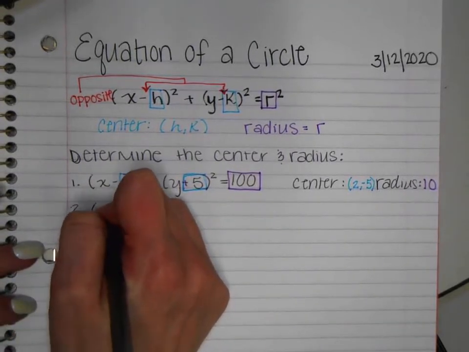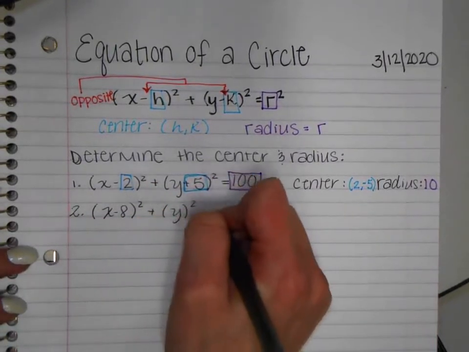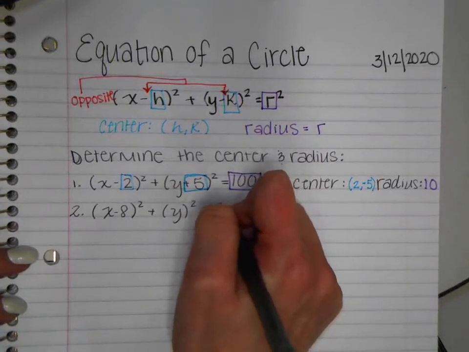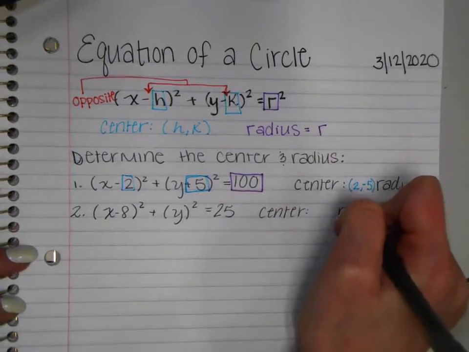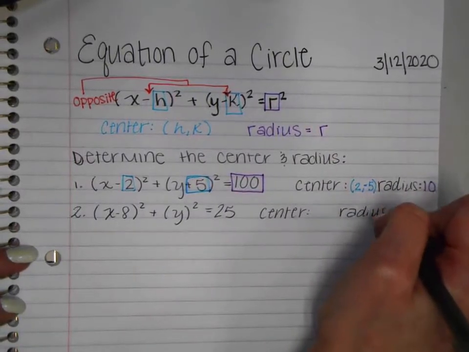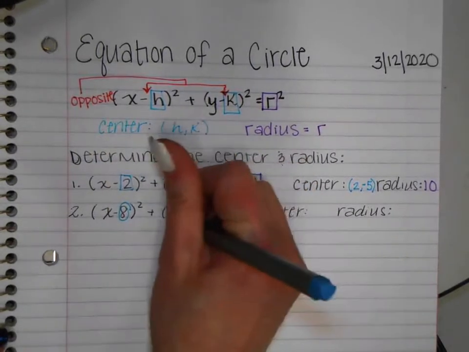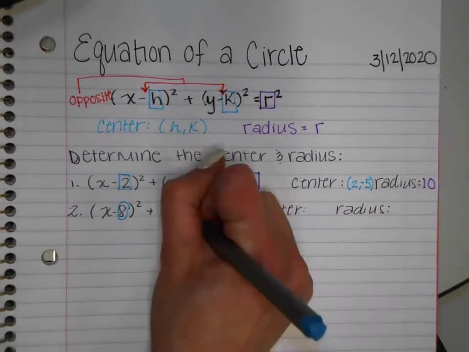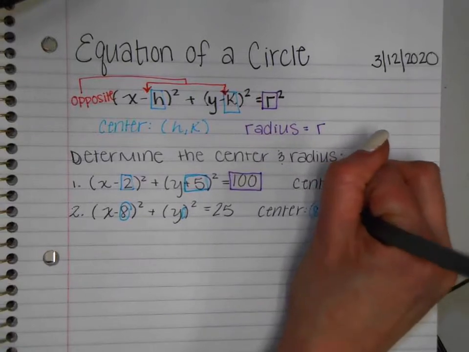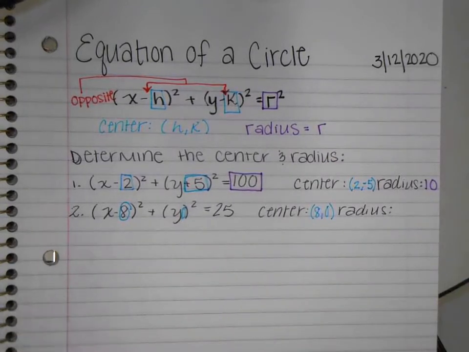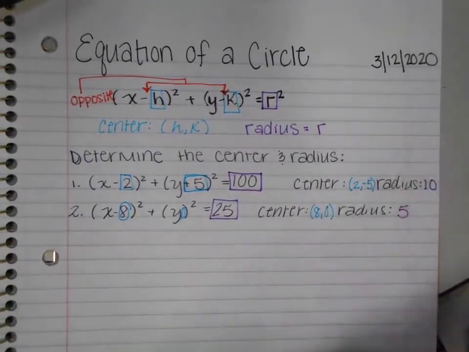Okay, so if we have x minus 8 squared plus y squared and said that equals 25, we know that our center, if we have not 0, okay, so we have 8, 0. This is our radius squared, so our radius has to be 5.